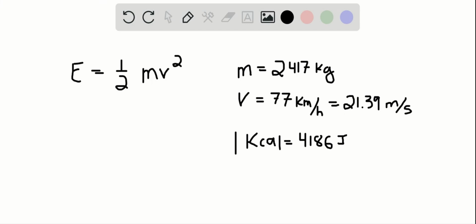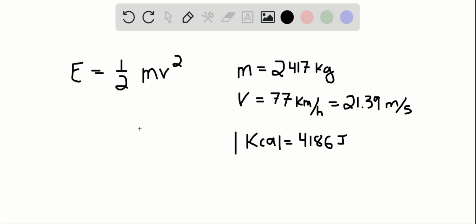This question asks, how many kilocalories are generated when the brakes are used to bring a 2,417 kilogram car to rest from a speed of 77 kilometers per hour? And so the equation that we use here is the energy equation. We need to know what the energy of the car was when it was moving, and that's how many kilocalories are generated by the brakes because it's brought to zero.